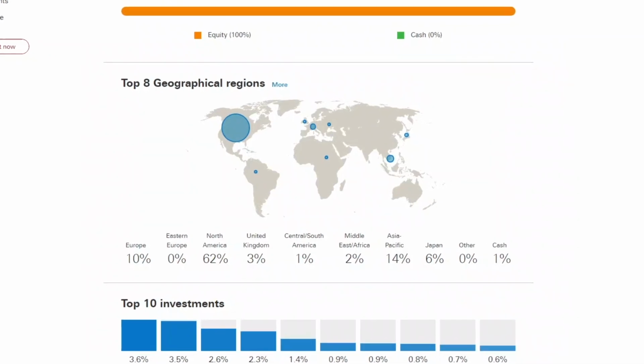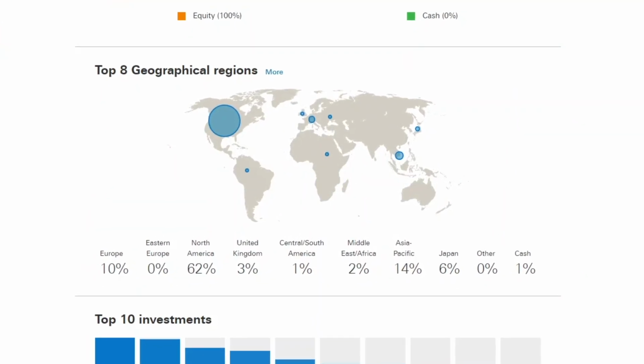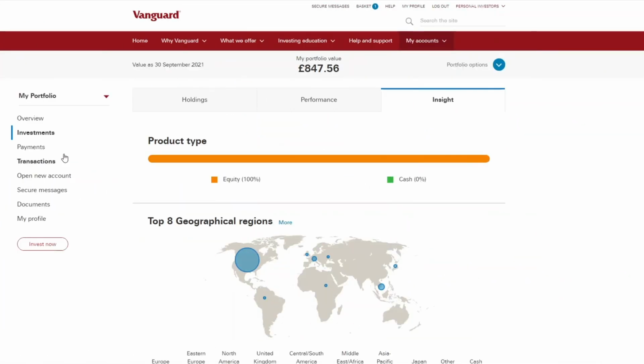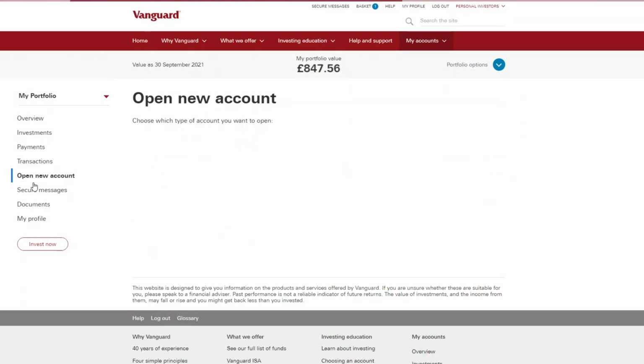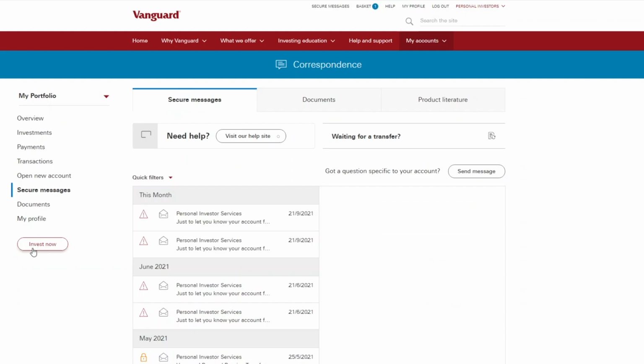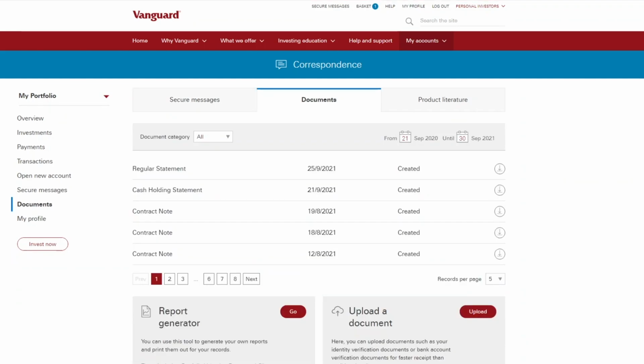Now, if you have a complex portfolio filled with many different types of funds, then this can be a great tool to see how your portfolio is actually broken down. You can see whether you're overweighted in some countries or underweighted in others, so I definitely recommend checking it out. You can also use the accounts page to set up direct debits, view your transactions, open new accounts, view your secured messages, review documents, and update your profile details.